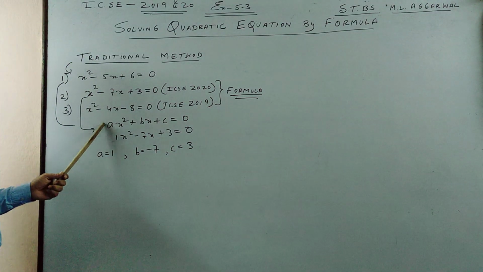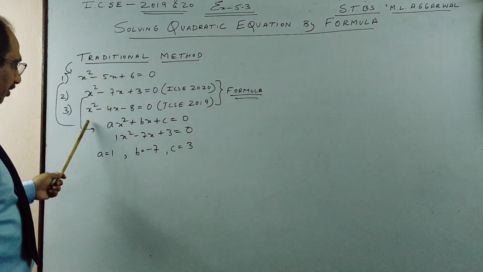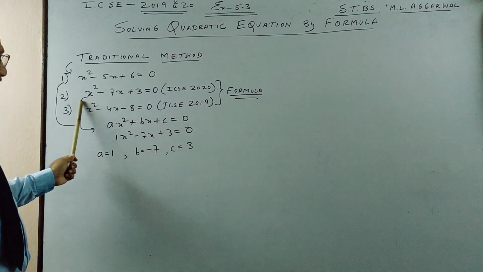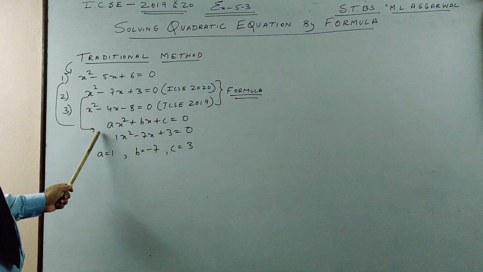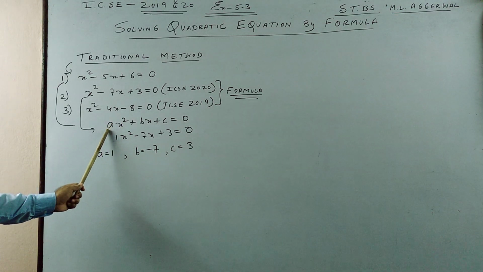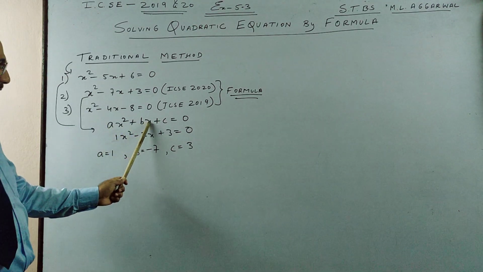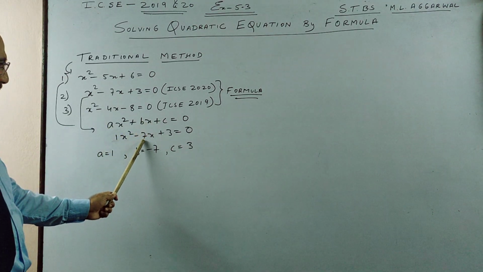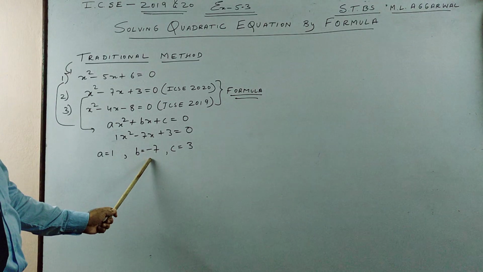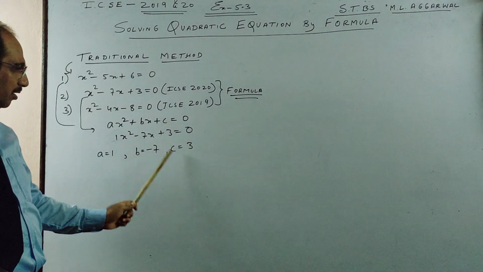Once more, we compare ax square plus bx plus c, the standard form of quadratic equation, with my ICSE 2020 question. What is the coefficient of x square? It is called a. The coefficient of x square is 1, so a is 1. B is the coefficient of x. What is the coefficient of x here? Minus 7. You have to take care of the sign. And c is the constant term, which is 3.